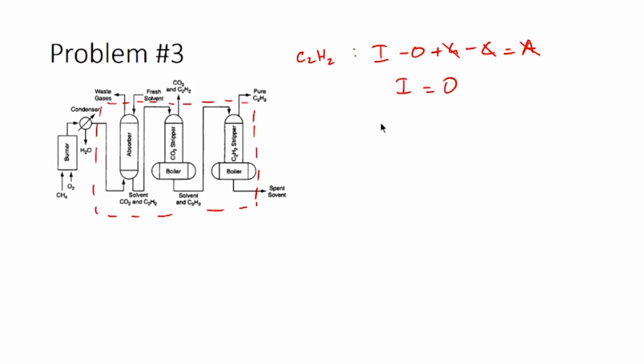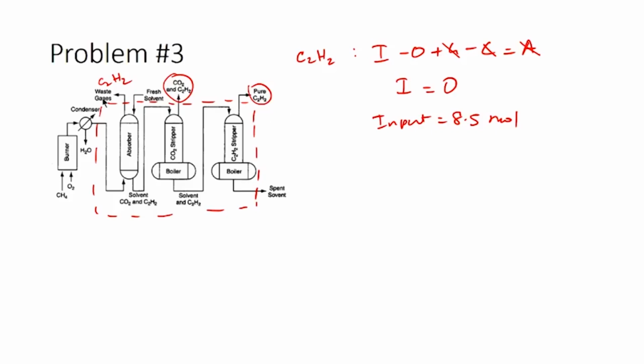So, the input is 8.5 moles, which we already know based on the information given to us in the problem. Now we need to identify the different output streams. Acetylene is leaving through the waste gases. So, you have acetylene leaving here, and here, and here. So, there are 3 different output streams for acetylene. We need to identify how much acetylene is leaving through individual streams. How do we go about doing that?